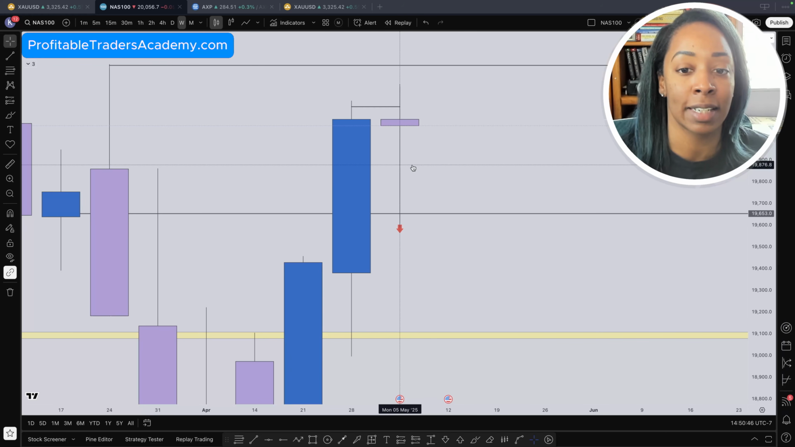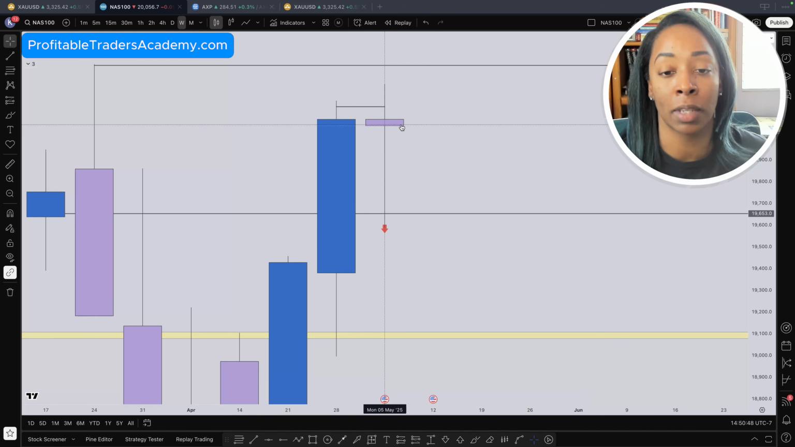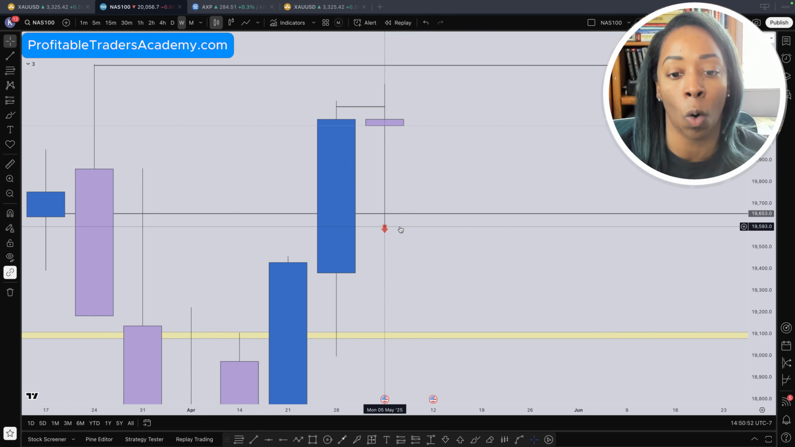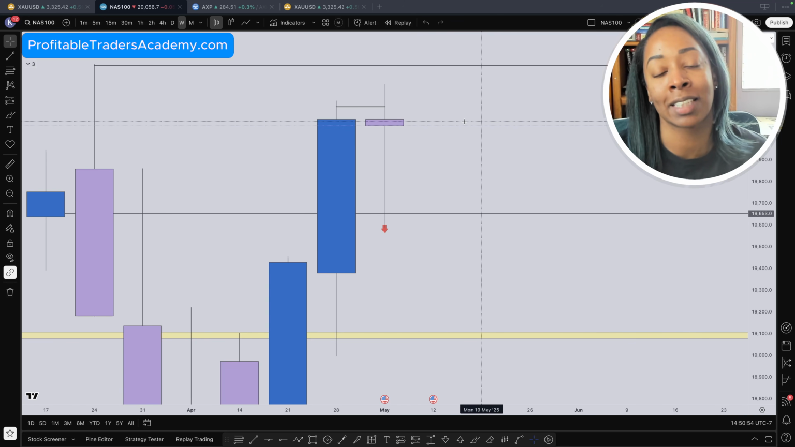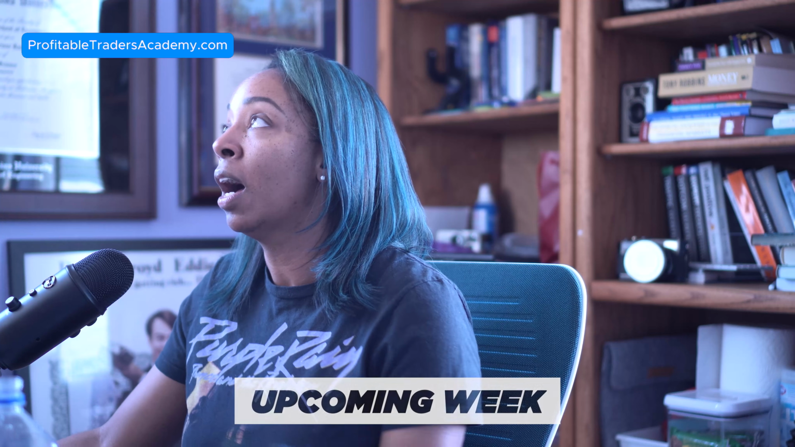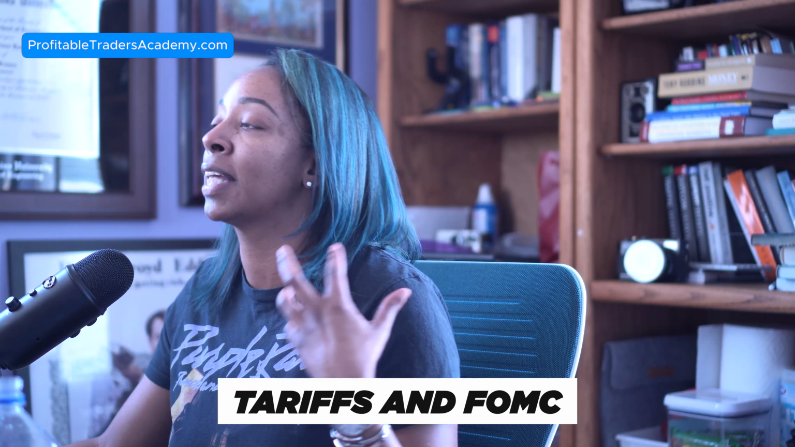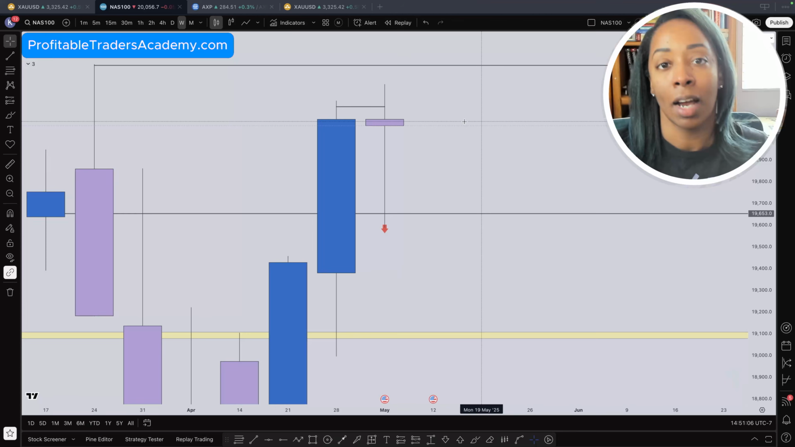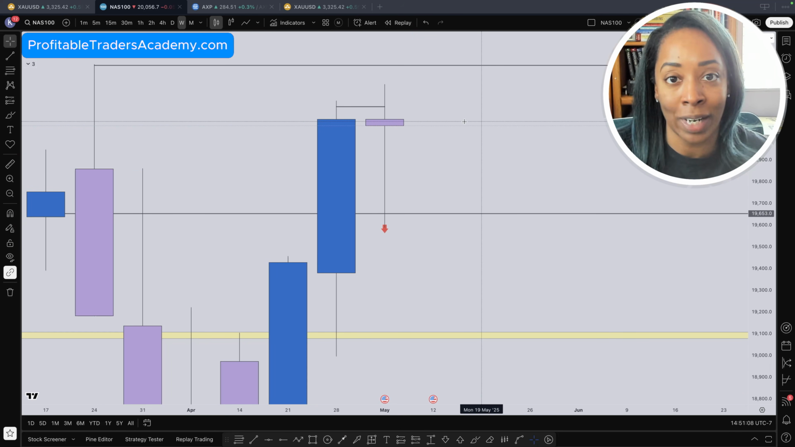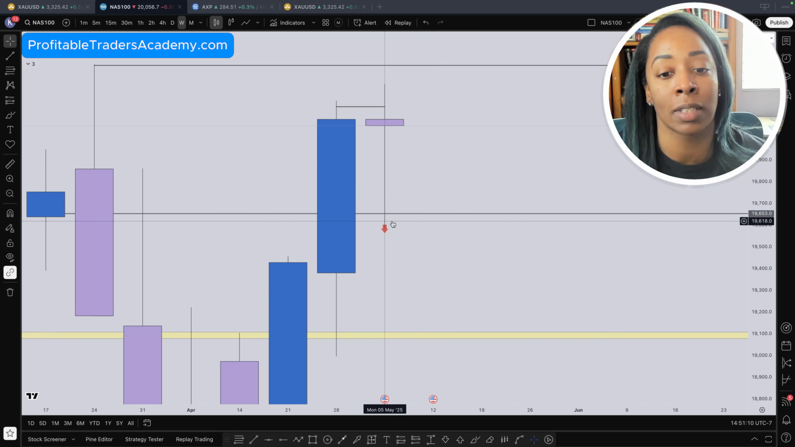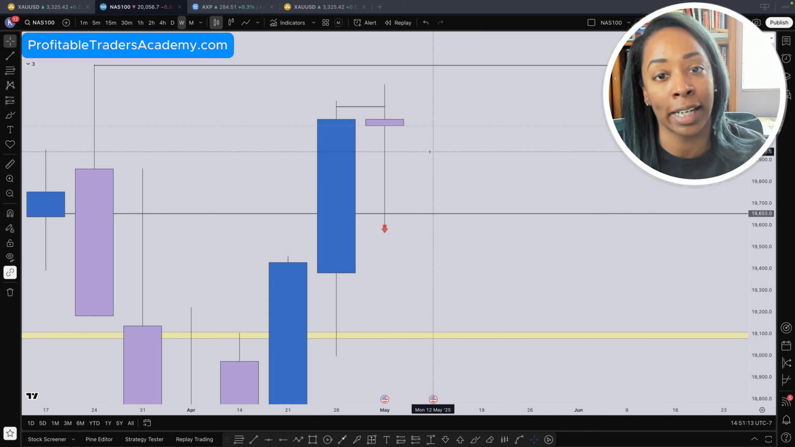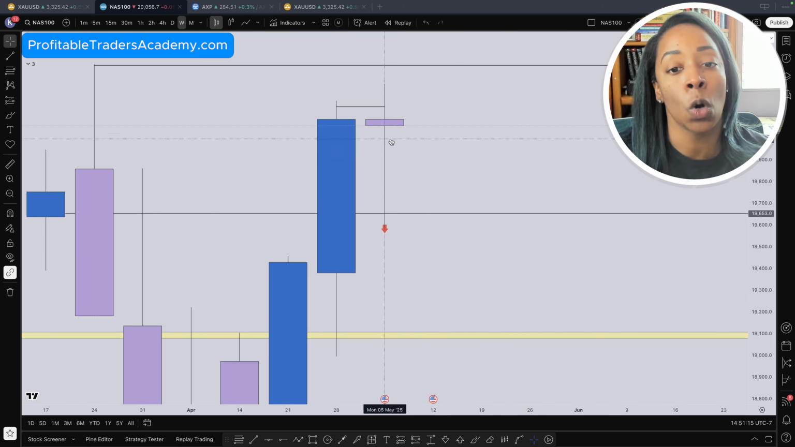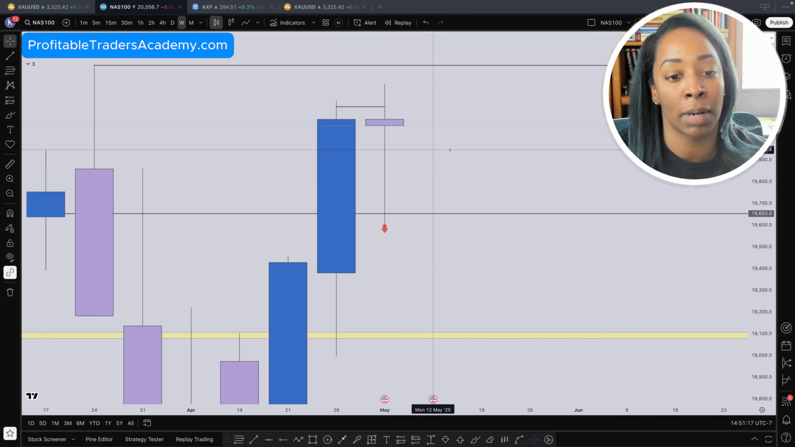So as we can see on the weekly time frame, the price closed bearish, but a very weak bearish candle. We had all of this exhaustion to the downside. So that can mean a number of things for the upcoming week. A lot of the news from this past week was around the tariffs and FOMC basically adjusting or not adjusting the rates and keeping them the same. So that caused a lot of bullish pressure inside of the market, which is obviously a great thing. So it could be interesting for this upcoming week.